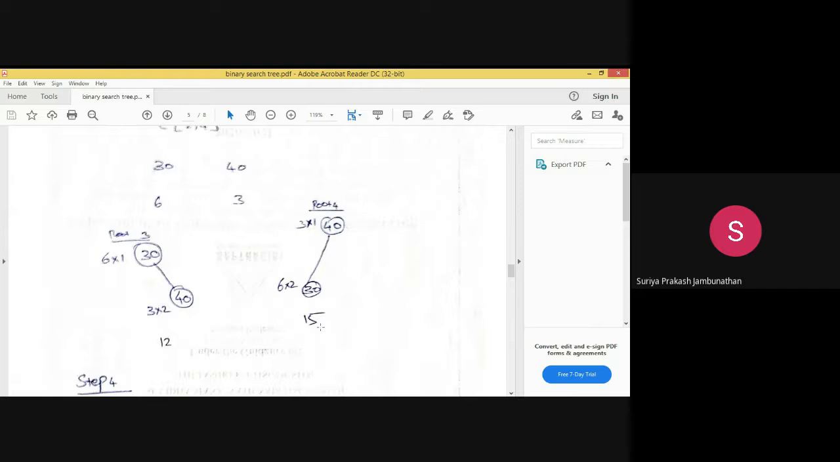Okay. So among these two, which is the least? 12 is the least one. So for that the root is 3. For 30 the root is 3.